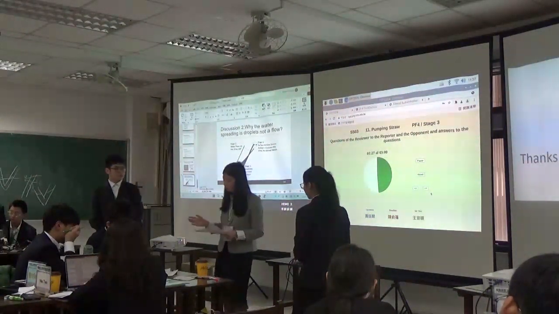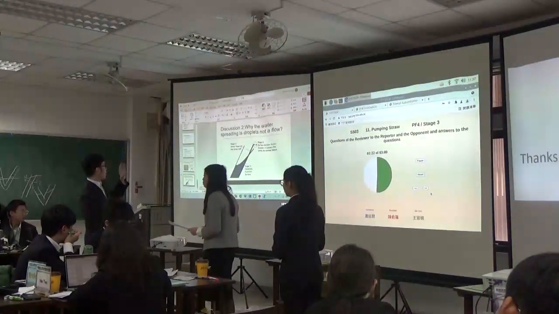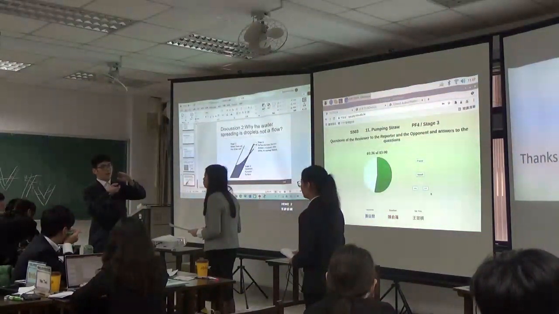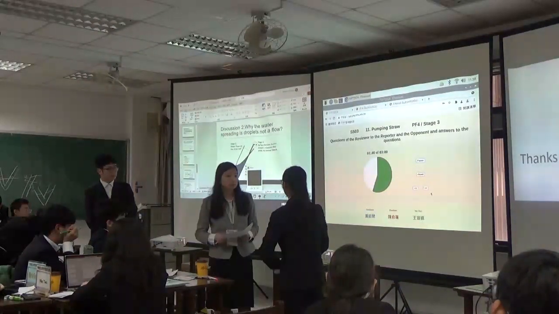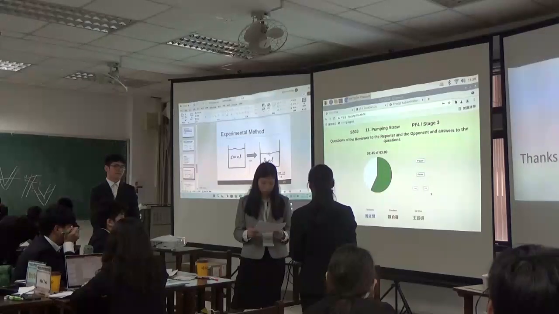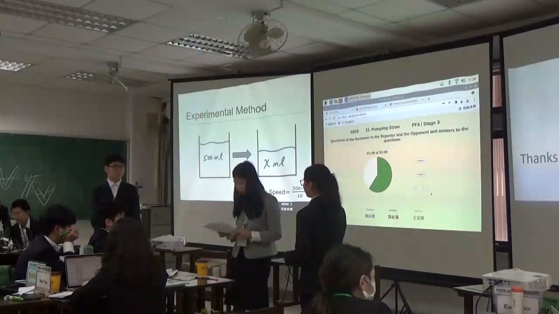Okay, so how will you define the pumping speed in your research? I define it as the difference between the initial amount and the final amount. Okay, how about you? I think we will collect the water pumped out of the straw, and we will calculate it in ml per second.